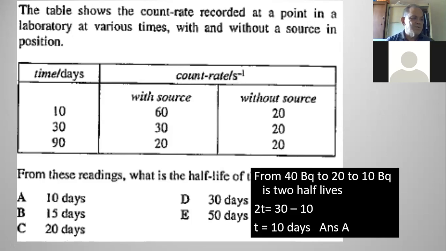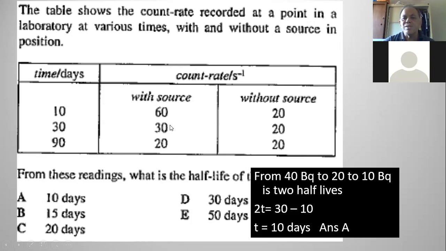From the reading, what is the half-life? When we look at the table, this is with the source, this without the source. So it means that this is the background count rate. We cannot get rid of it. It's always there. So we know after 90 days, this is background already. So we cannot use this one to calculate half-life. We have to remove the background activity from all this.